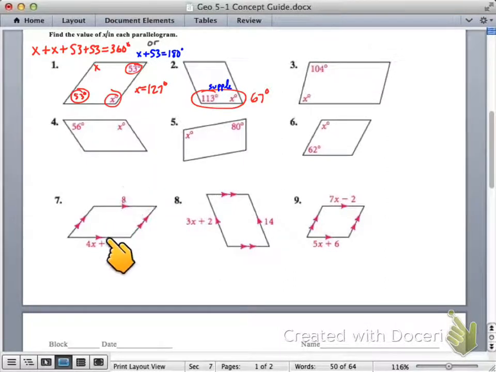Down here on number 7, our variable expression is not at an angle. These have to do with the lengths of sides. We know this is a parallelogram. Well, it tells us that it is, but it also is marked that way. Opposite sides are parallel. So what has to be true about these opposite sides? That's right, they are congruent. So we can just make a simple equation there and solve.